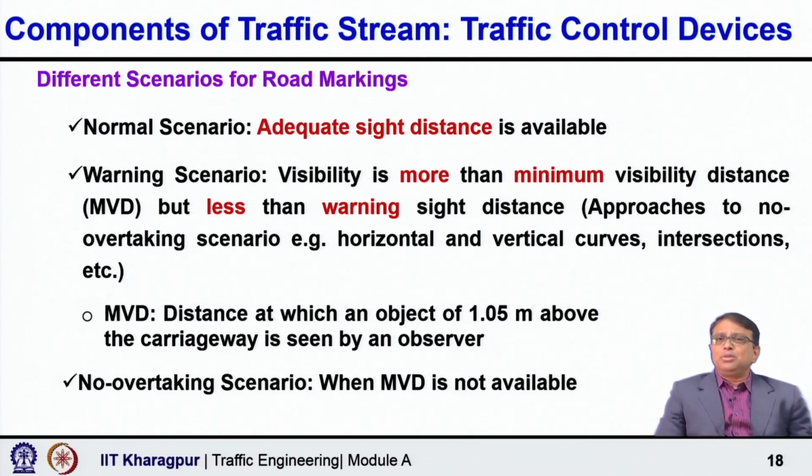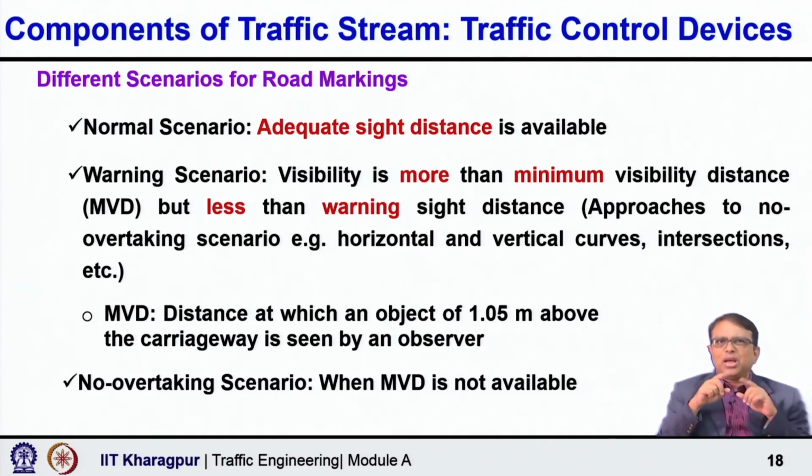What should be the MVD value? It depends on the speed. So, people take the 85th percentile operating speed and there are tables. The guideline tells you what is the MVD and also the corresponding warning side distance for that speed. So, you can determine the 85th percentile speed and then go to the table given in the guidelines, and accordingly it will tell you what is the MVD and what is the warning side distance.